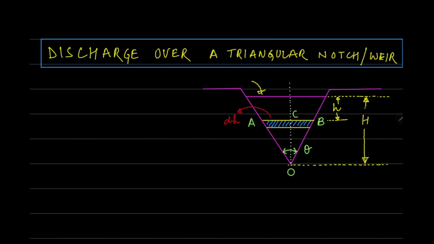the parameters involved are such that capital H is the head of the water above the V notch. So we can write that capital H is the head of water above the V notch, and theta is the angle of the notch.